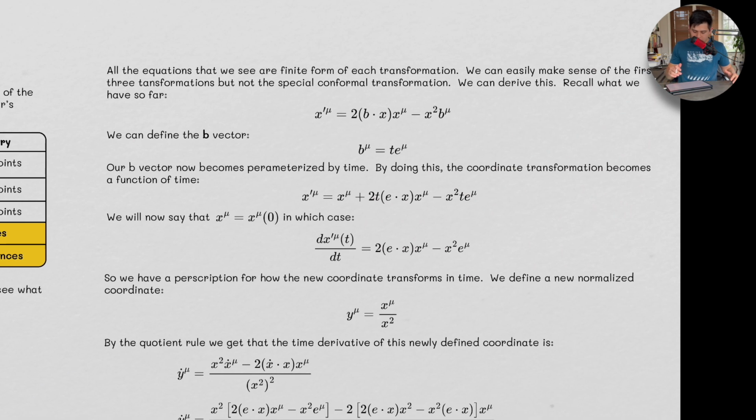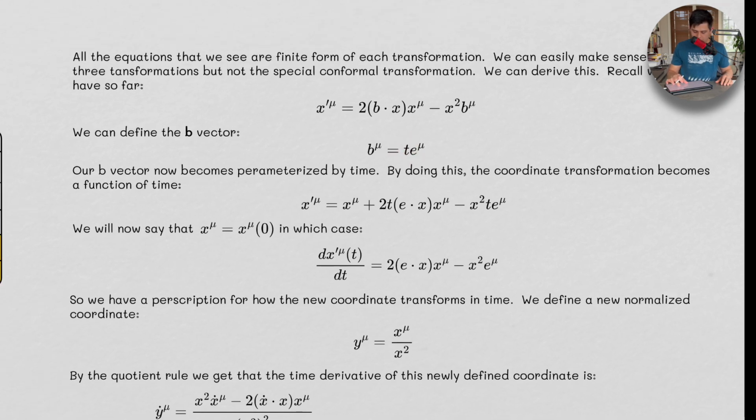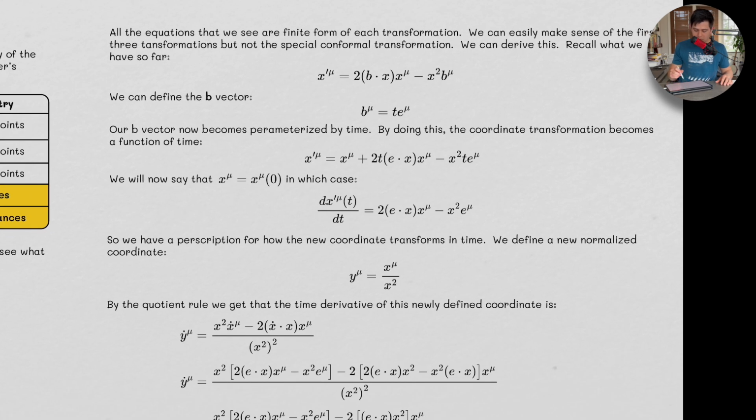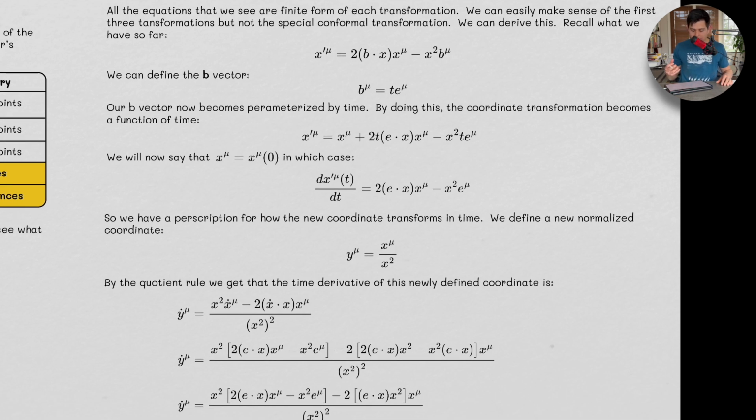Okay, so recall what we've done so far. We've established this equation. This is the equation that tells us what a new coordinate is like under a special conformal transformation. We can define then this b vector to be parameterized by time. Okay, and this isn't going to be super necessary, but this will help us understand something quite useful. So our b vector now becomes parameterized by time. By doing this, the coordinate transformation becomes a function of time.